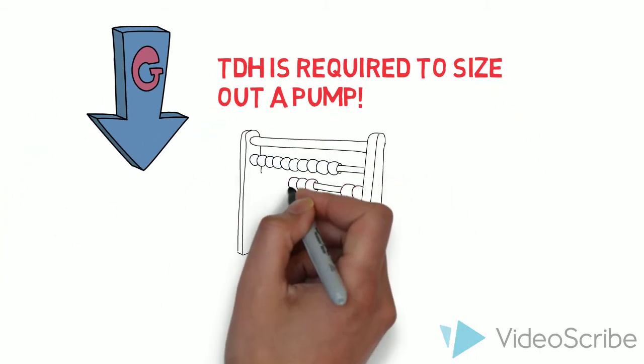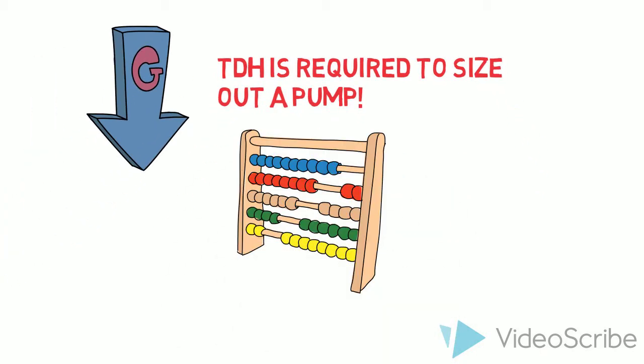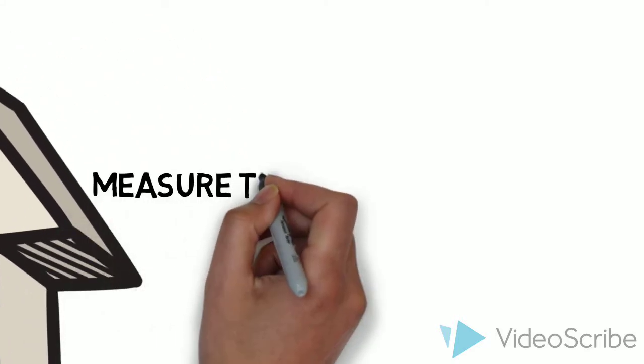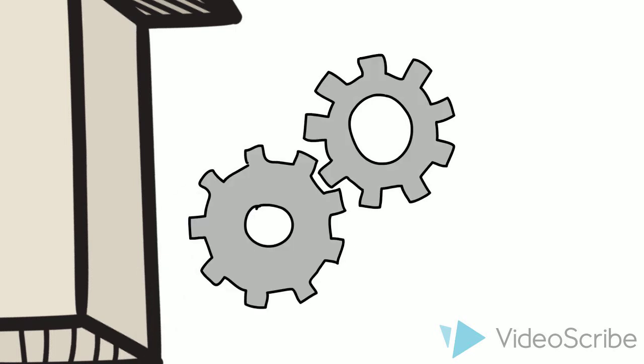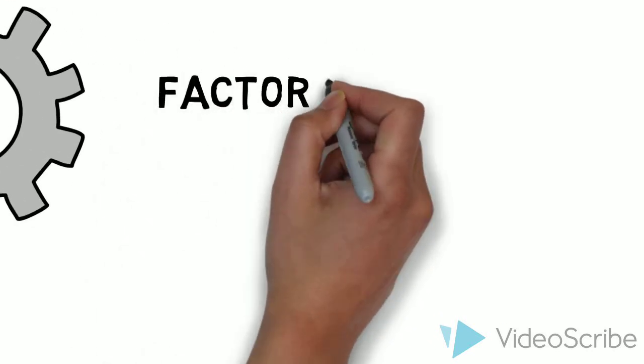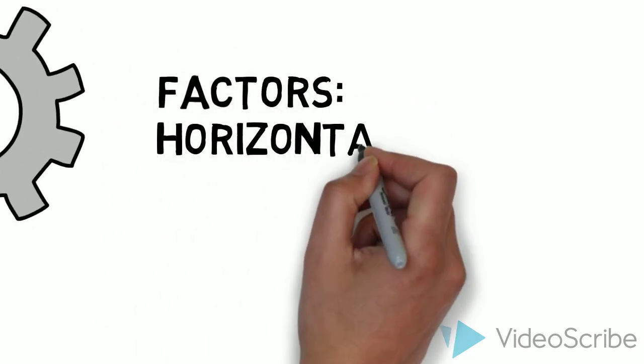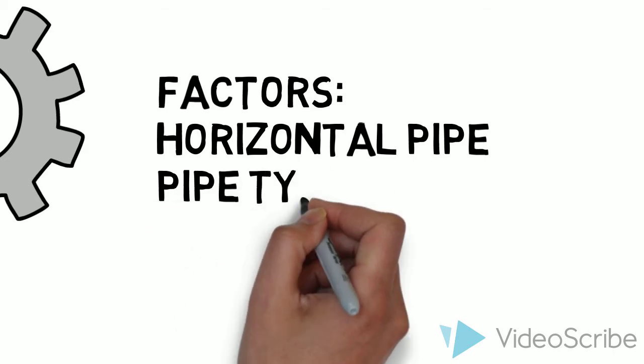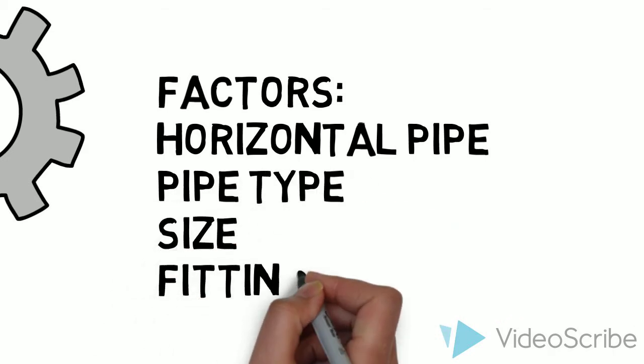To calculate TDH, we need to know two variables. First, the vertical rise, which measures the vertical piping in feet. Second, the friction losses, which is the loss of flow in a system due to friction created by factors like horizontal runs of pipe, pipe type, size, fittings, etc.